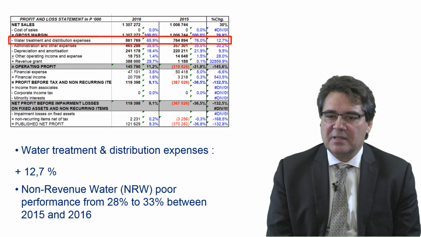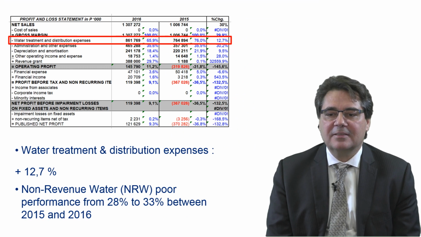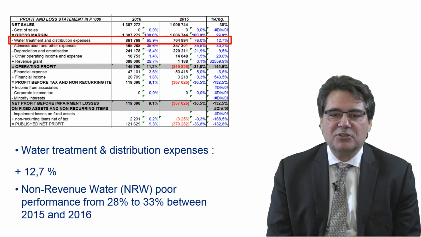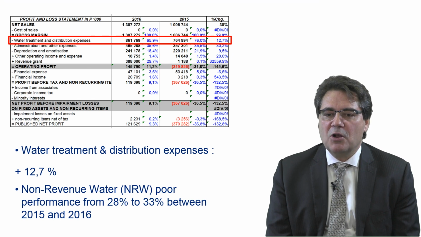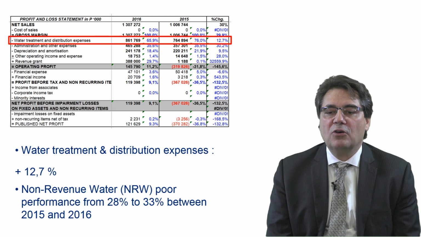After sales, we can focus now on expenses. Water treatment and distribution expenses rose at a slower pace than sales, but quite faster as opposed to quantity sold. This can partly be explained by the fact that during the year under review, water loss as a percentage of system input volume was at 33% compared to 28% in 2015, according to the company annual report.